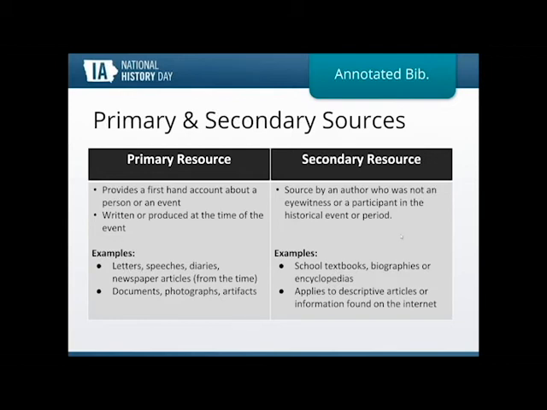Secondary resource. Sourced by an author who was not an eyewitness or a participant in the historical event or period. So some examples for this: school textbooks. Textbooks are something that everyone has access to right in your own classroom. If you don't have one, please ask your teacher for one. Biographies or encyclopedias. As you're exploring your topic, you might find other papers written by other historians about your topic. Take a look at their works cited or their annotated bibliographies and see if you can find some resources that you could explore. It applies to descriptive articles or information found on the internet.